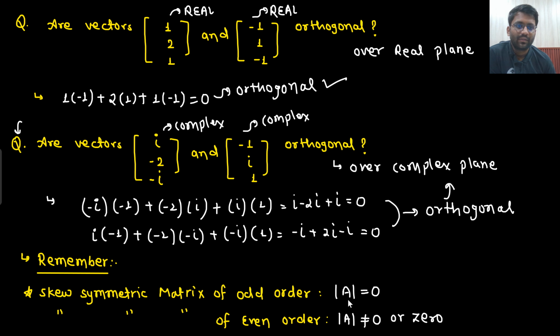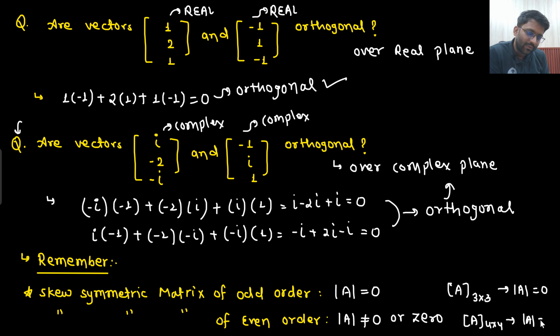And here we will prove it. But do you remember this thing? The skew symmetric matrix of odd order will have 0 determinant, and a skew symmetric matrix of even order may have non-zero determinant. What I mean to say is that, let's just say if this is the matrix, and I am saying that it is skew symmetric, then its determinant will be 0. And if this is the matrix, then its determinant might be 0 or non-zero, whatever the possibility is there. But a skew symmetric matrix of odd order will have 0 determinant.